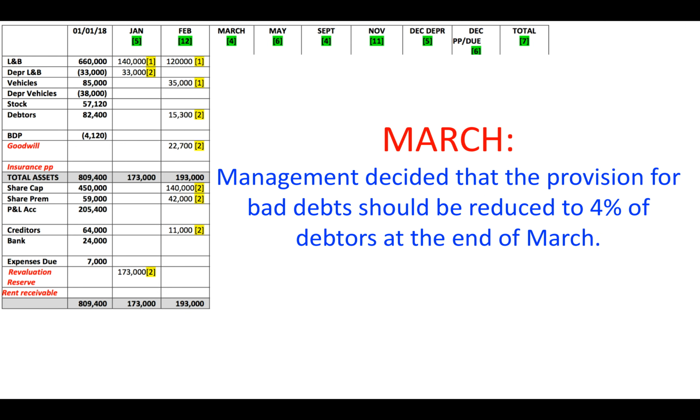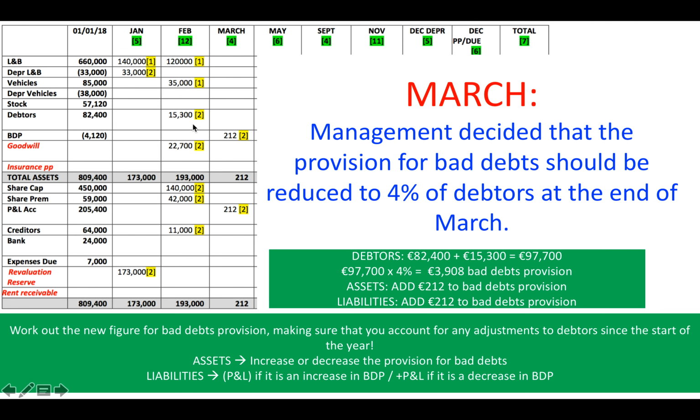Then moving on to March, management decided that the provision for bad debts should be reduced to 4% of debtors at the end of the month. So what we do here is we look and see what our debtors are currently at, right? So we don't just look at the figure that we had at the start of the year. We have to remember in February we bought a new business which included debtors. So my new debtors figure is 82,400 and my 15,300, so that is 97,700. Multiply that by 4%. My bad debts provision should now be 3,908.